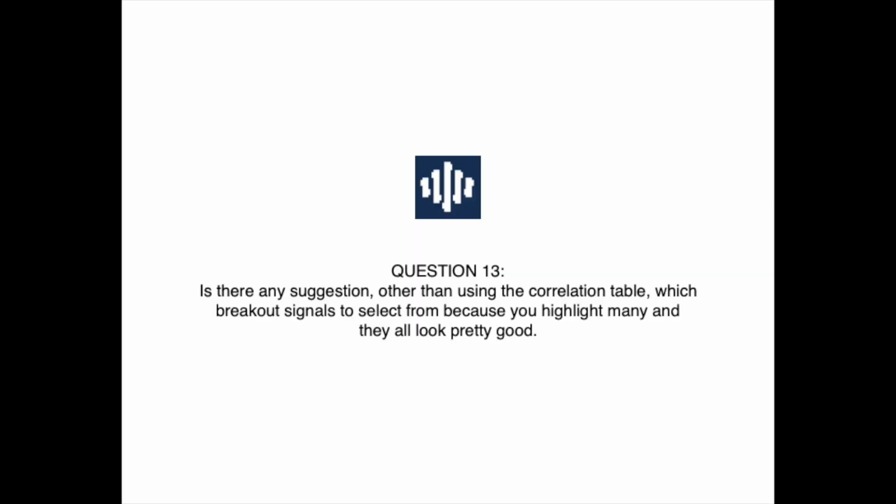Is there any suggestion other than using the correlation table which breakout signals to select from, because you highlight many and they all look pretty good? Okay, no, I don't think there is any other suggestion. Even that correlation table is looking at the 2-year weekly correlations, and you might actually run your daily correlations as a supporting tool. But if you don't have such access to data, I think the best option is the 2-year weekly that is in the reports, to get an idea if the stock is correlated.